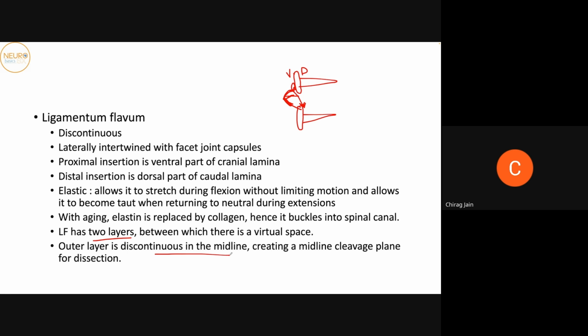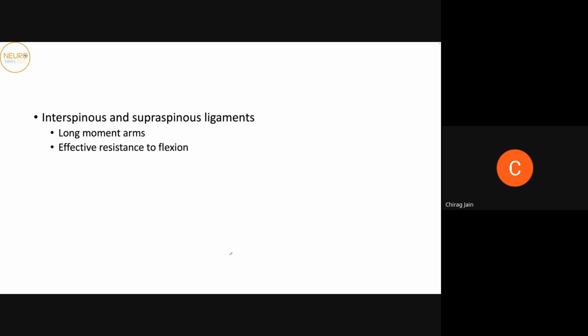So you can go into the interlaminar space, and if you want to dissect out the ligamentum flavum, just look for the midline and try to create a space in there. Even if the ligamentum flavum is hypertrophied, this midline cleavage plane will still exist. The other important ligaments are the interspinous and supraspinous ligaments. As we saw, they have long moment arms, and they provide a very good resistance to hyperflexion.